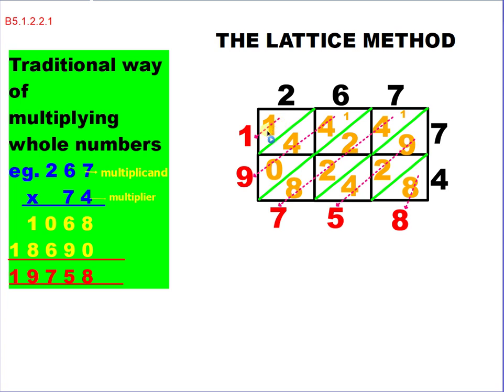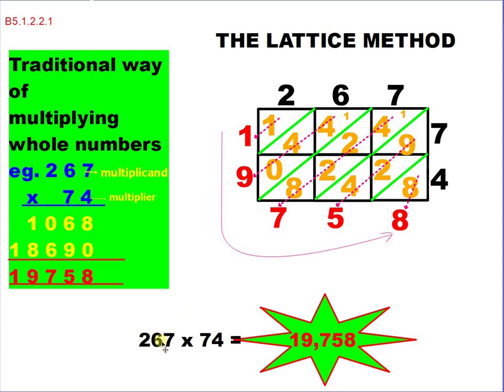Now, as you know, we are reading our number from top to the down, and then from left to right. So look at it. All the way, 19758. Never should you read from the back here going to the top. It does not work that way. So what we mean is that if you multiply 267 by 74, your answer is 19,758 using the lattice method.